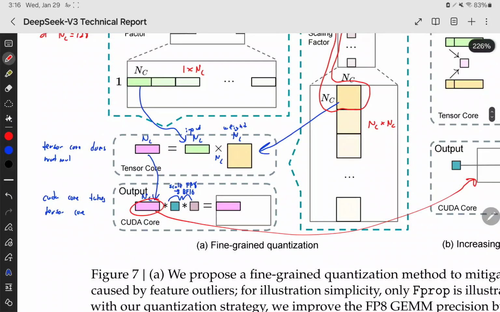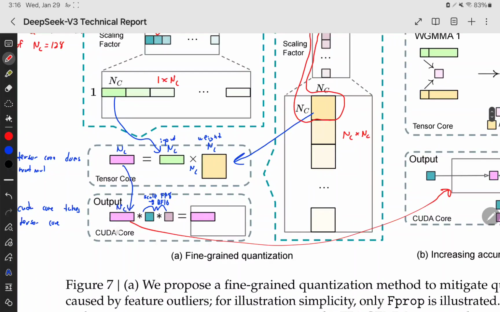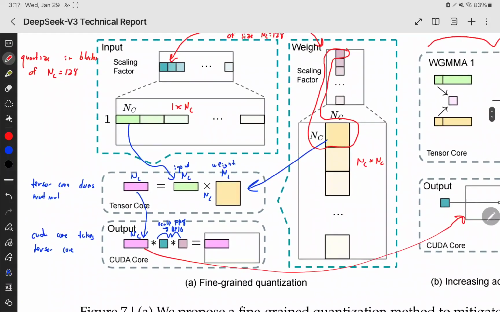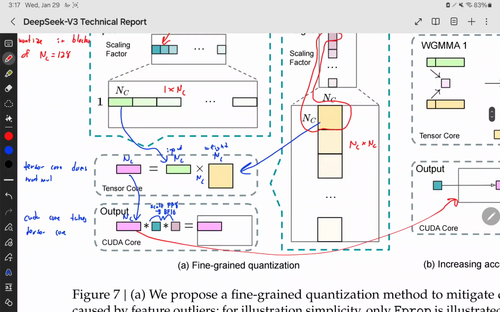Then once you've done the casting, you need to do your multiplication. So they mention here they have the CUDA core, which is where you're going to put the high precision values. It accumulates the high precision values, and you have this tensor core here, which does the multiplication part itself. So let's just look at one multiplication. This is our output matrix here.